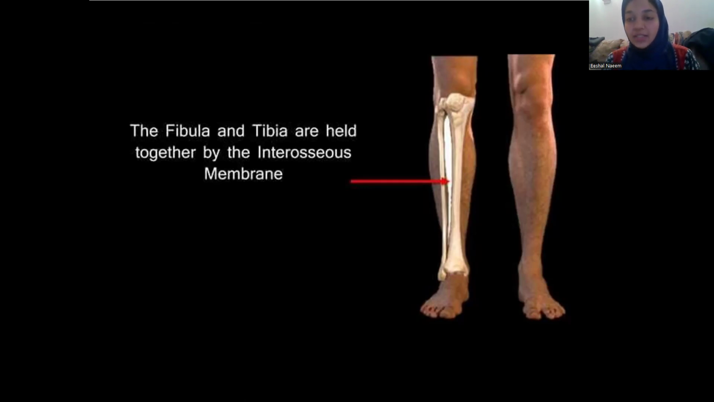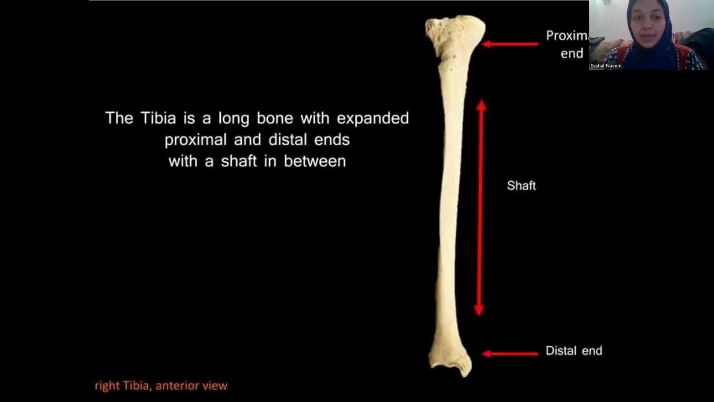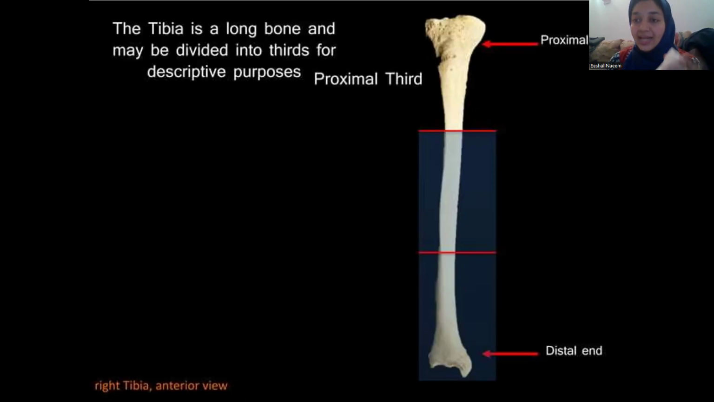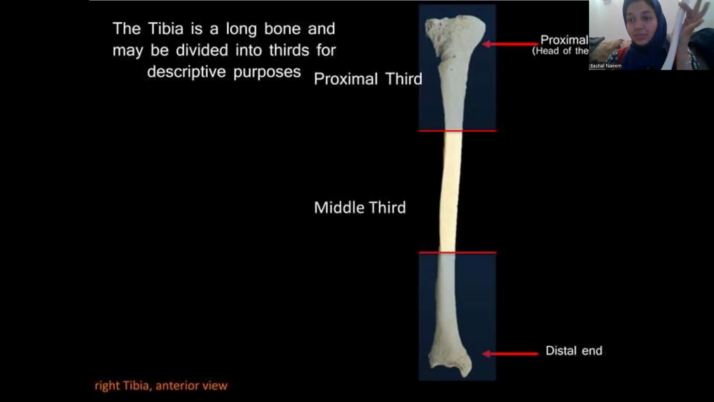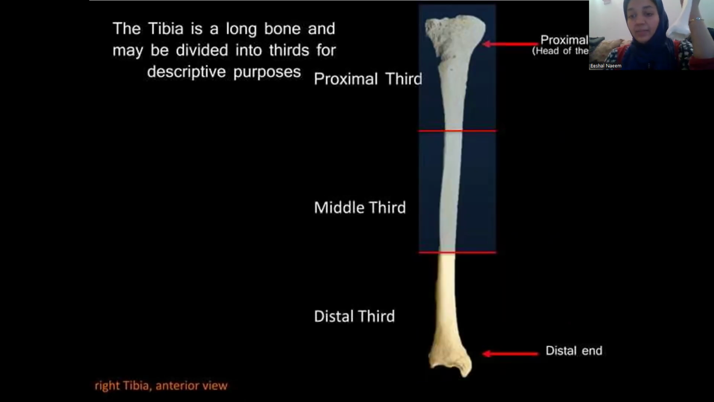Just like we studied the interosseous membrane between the radius and the ulna in the forearm, there's a similar interosseous membrane in the leg between the fibula and tibia. Moving on, if you take the tibia as a long bone itself, we know that there's a proximal expanded end and then there's a distal end which extends to form the malleolus, and then we have the shaft. To understand the parts of this bone better, we divide the tibia into three parts: a proximal part, a middle part, which is the middle third of the bone, and then the distal end.